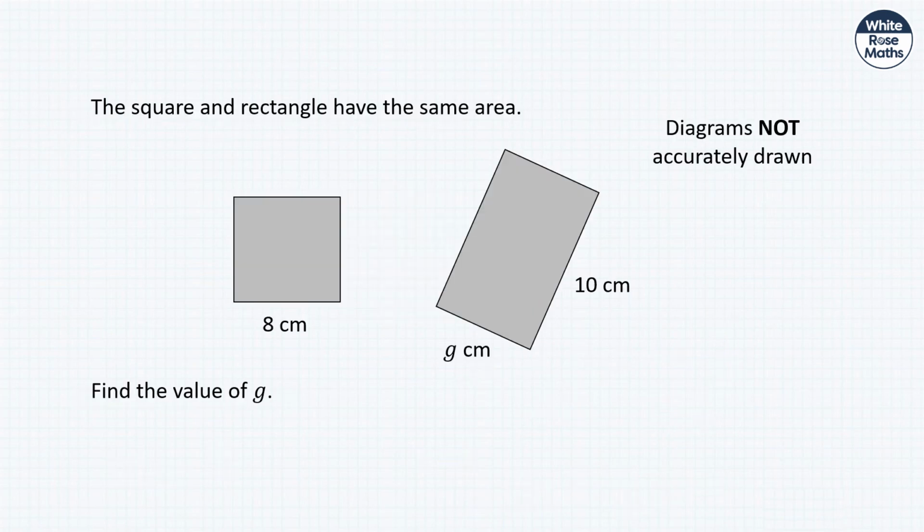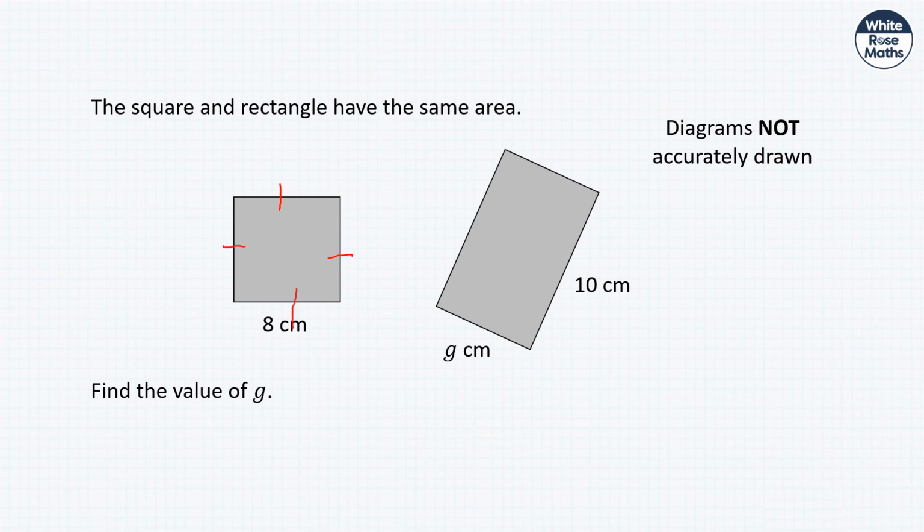X equals 8. Okay, this next question. The square and rectangle have the same area. So we've got 8, so it's 8 by 8 for this one, because it has a special property. Find the value of g. The special property of a square is that the length and width are the same.